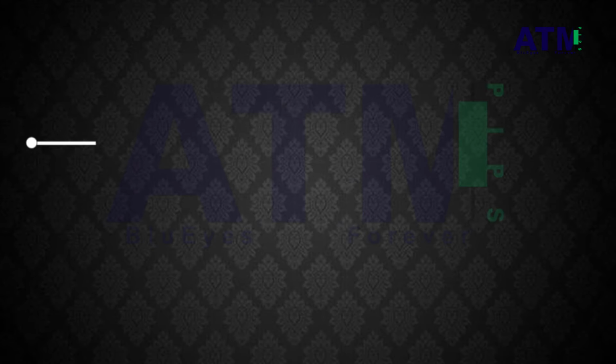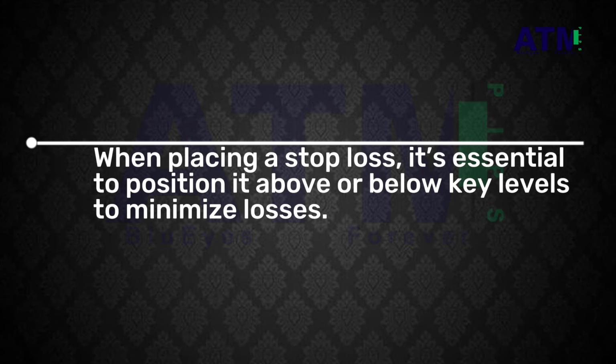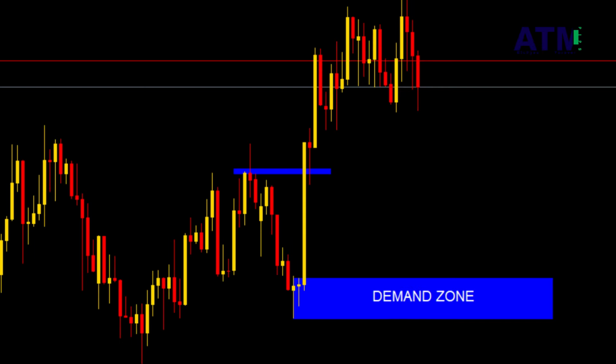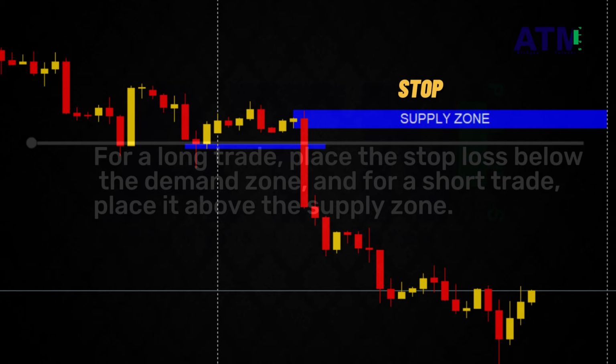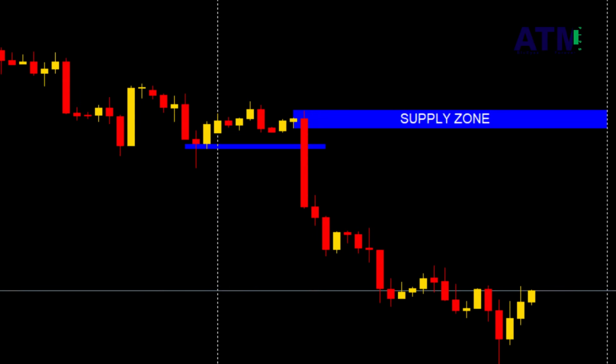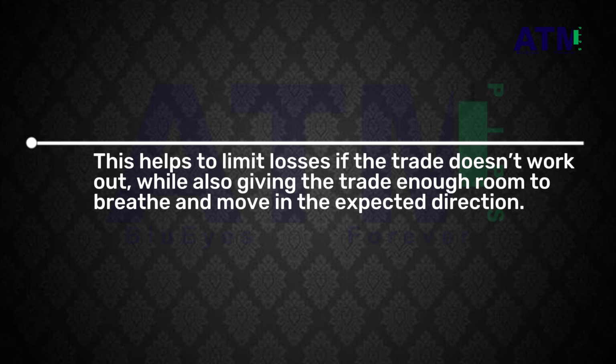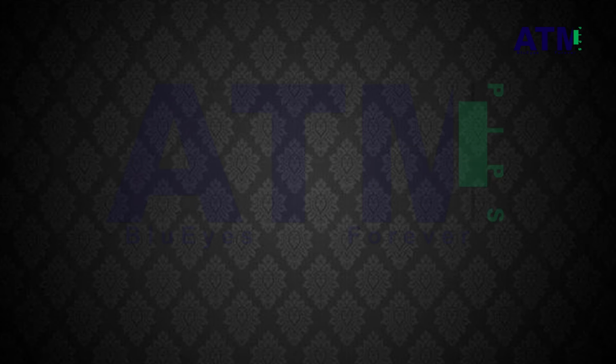When placing a stop loss, it's essential to position it above or below key levels to minimize losses. For a long trade, place the stop loss below the demand zone, and for a short trade, place it above the supply zone. This helps to limit losses if the trade does not work out, while also giving the trade enough room to breathe and move in the expected direction.